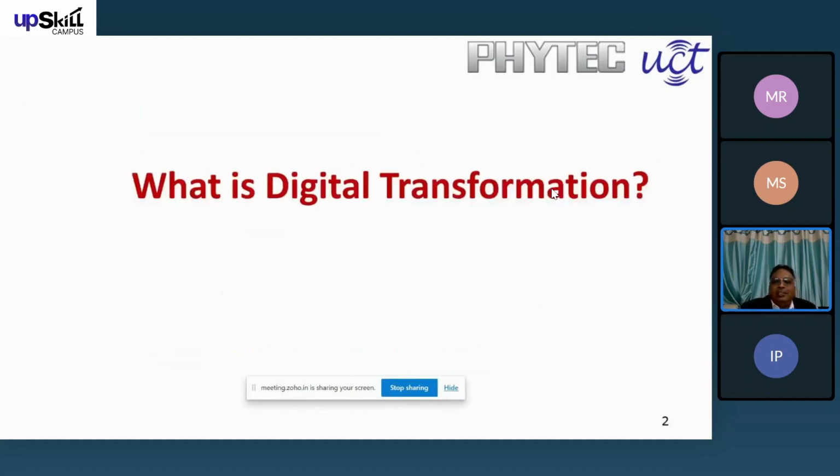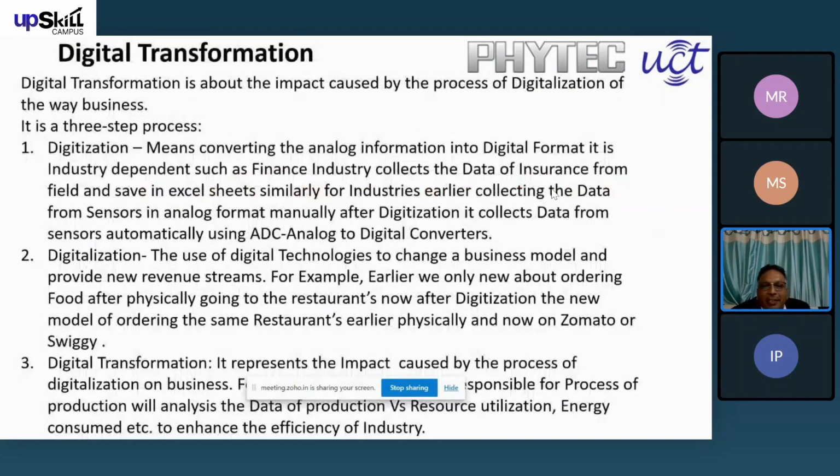So what is digital transformation? It has already been described in detail, but to make it simpler for your understanding, this is a three-step process. The first process is digitization. Digitization means converting your analog information into digital format. How do you convert analog information? You put sensors on different machinery, for different verticals, like temperature, pressure, humidity, proximity. Many sensors can be deployed there.